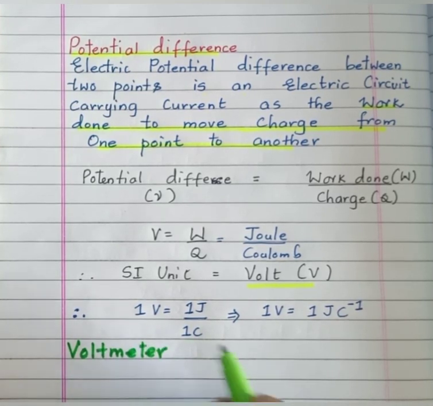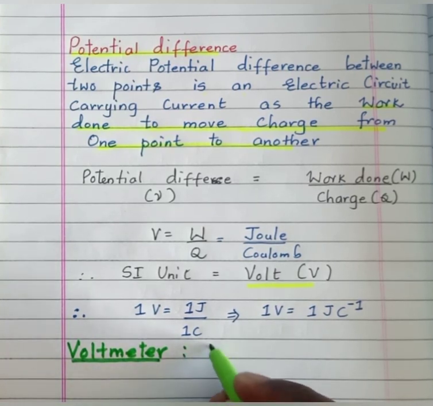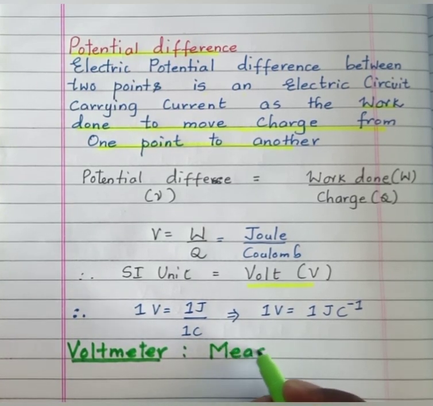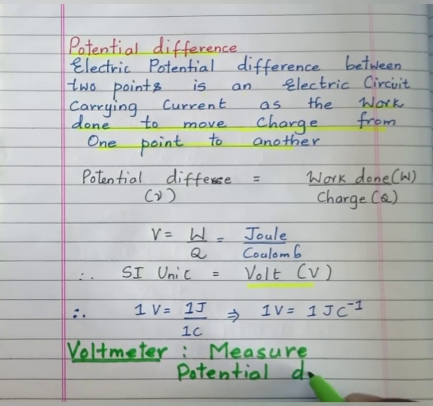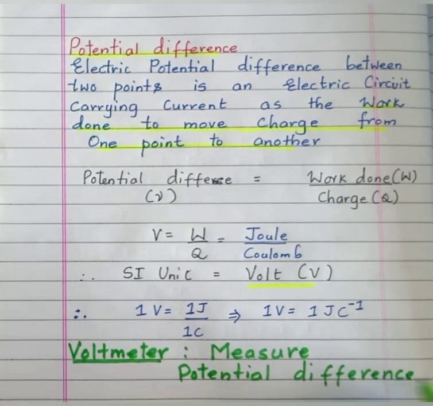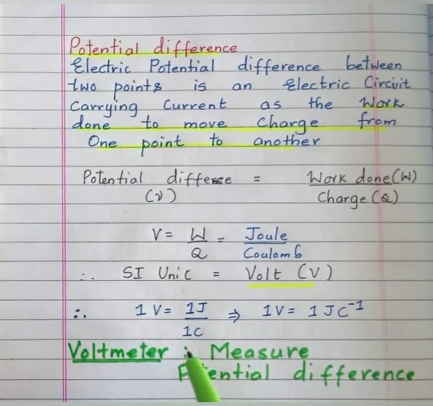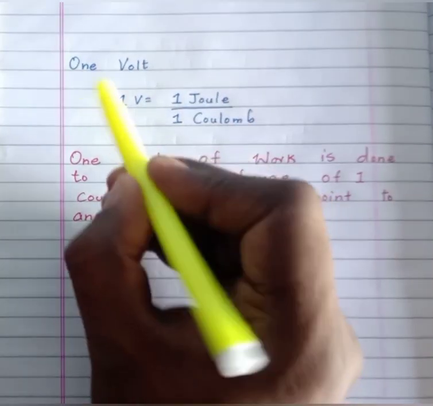Therefore, we use an electrical instrument called voltmeter to measure the potential difference between 2 points. What is voltmeter? Voltmeter is an electrical instrument which is used to measure the potential difference between 2 points. Always it is connected in parallel. Voltmeter is always connected in parallel, whereas ammeter is connected in series.